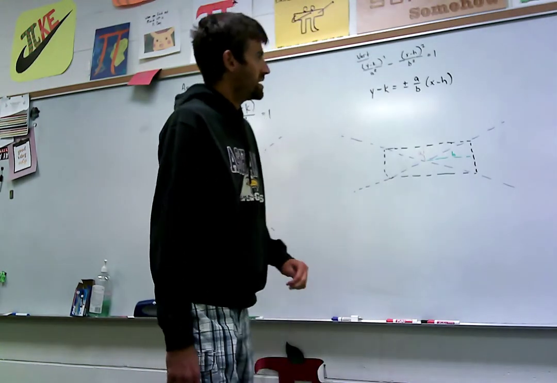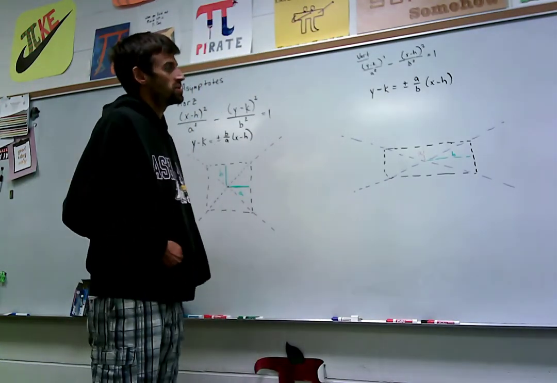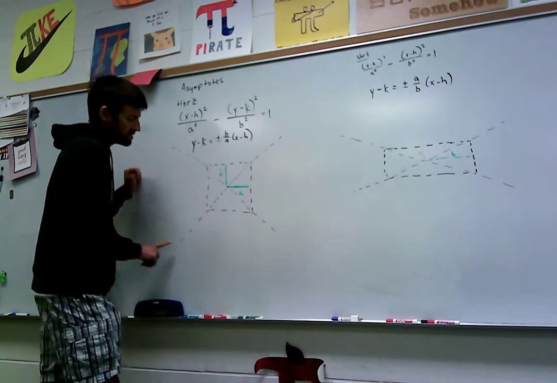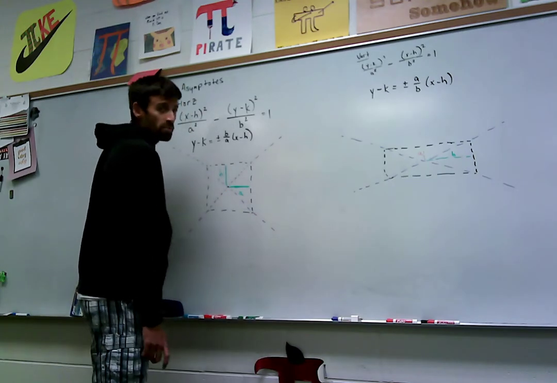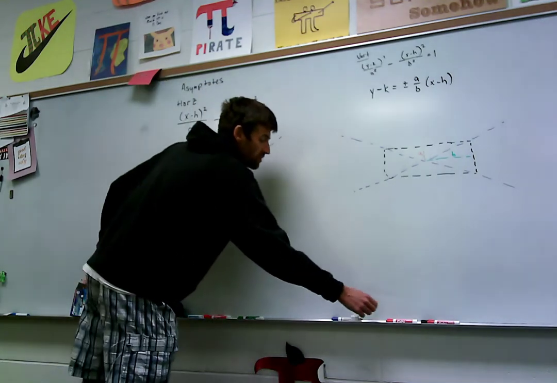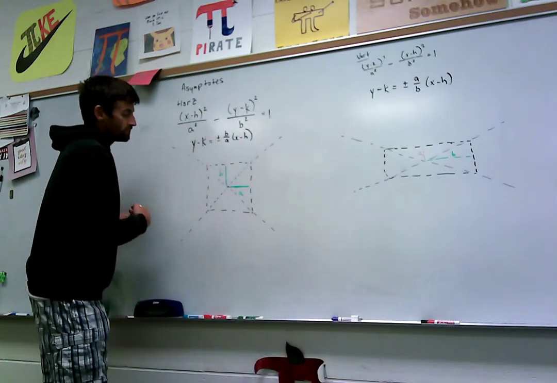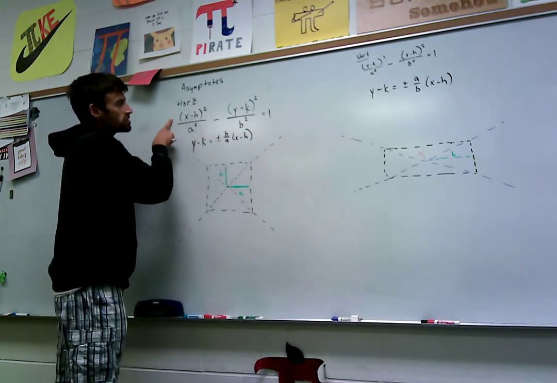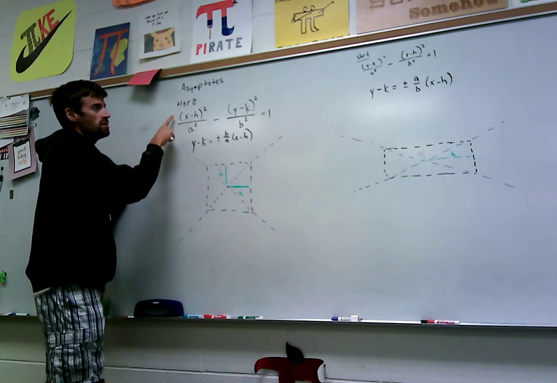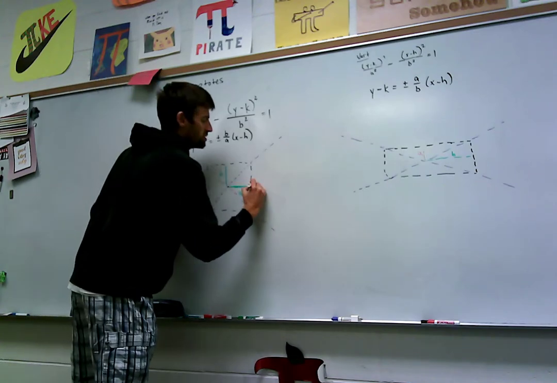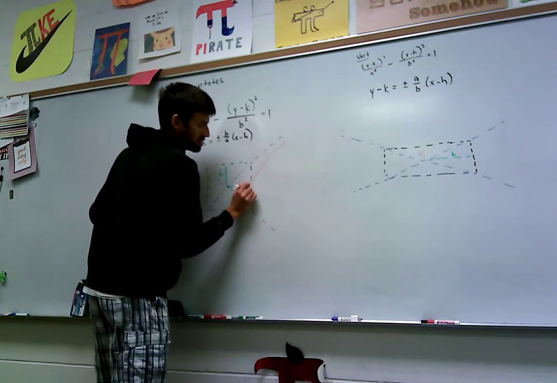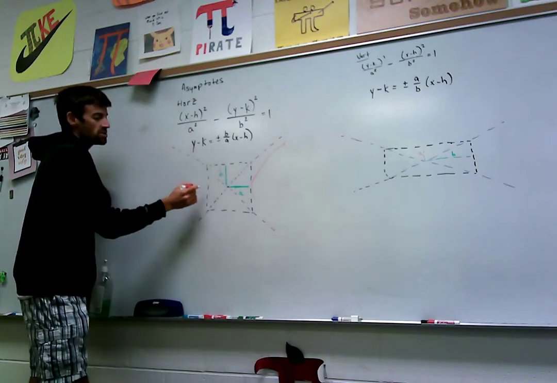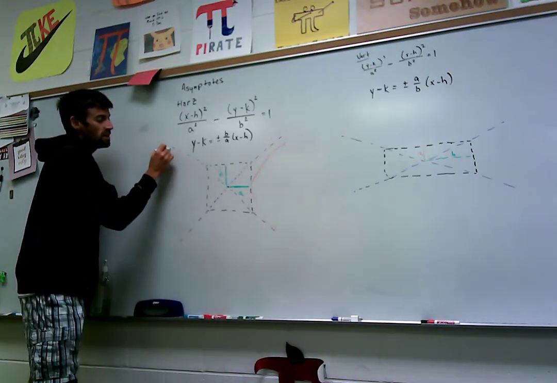All right, today's lesson is on asymptotes. The asymptotes are these lines that are going to bound the hyperbola. So if I were to draw the hyperbola, first we're going to go in the horizontal one. So this hyperbola is going to come out this way and touch those asymptote lines.